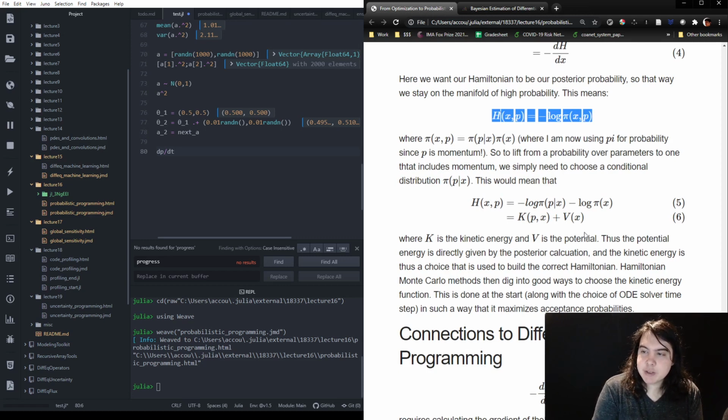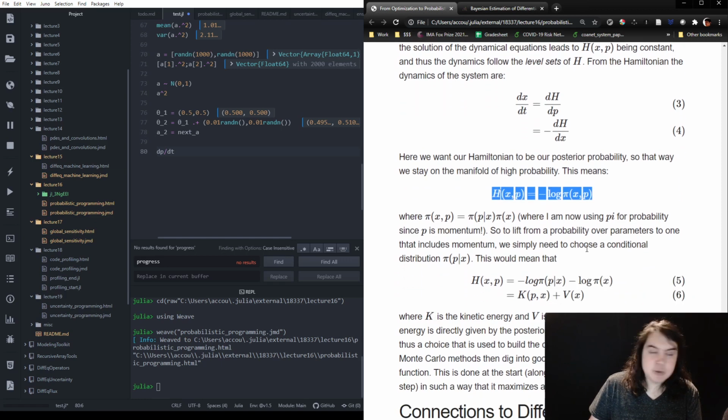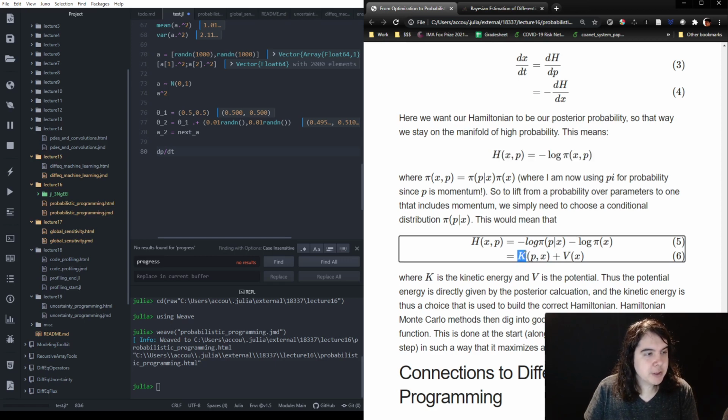And so now, if this is our Hamiltonian, we need to choose a sampling distribution, and we need to relate that sampling distribution to the momentum. So how can we bring momentum into here? Well, we can say we don't just have the Hamiltonian given only by the probability distribution. We can have the Hamiltonian given by the probability distribution and another distribution. And this other distribution is going to be the kinetic energy, right?